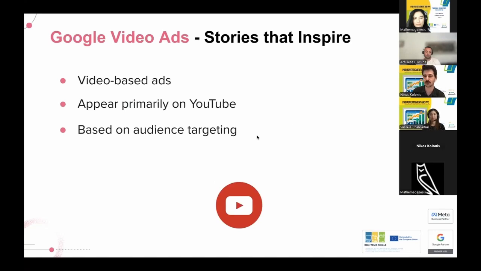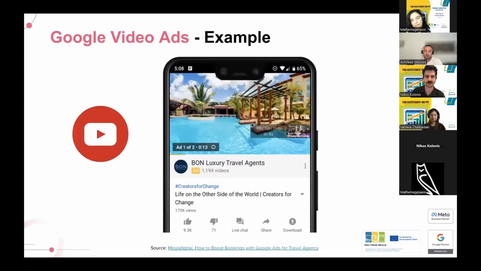Moving on, we also have Google Video Ads. I'm pretty sure almost all of you have seen those. Those are the ads that appear on YouTube. These are great ads for tourism because it gives you the space and a great format to present the experience that you are providing. Again, it is based on audience targeting. This is an example. Basically, this one is an example of an ad appearing before a video. It can also appear in the middle of a video or at the end of the video, etc.